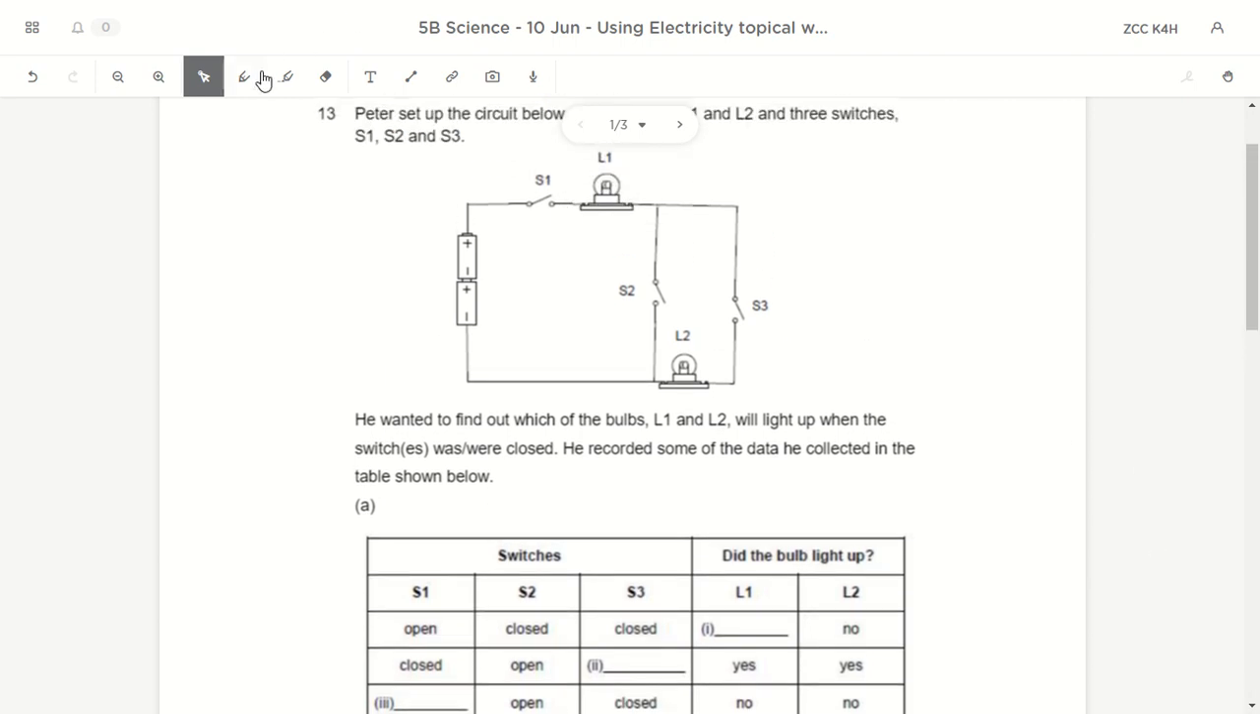Let's write down what we know. For the first scenario, S1 is open, so leave it open. S2 is closed, S3 is closed, so I'll just close them. Then I use my highlighter and trace. If S1 is open and S2 and S3 are closed, you realize there is an open circuit, and once there's an open circuit, electric current cannot flow through. If electric current cannot flow through, the bulb will not light up. So straightforward, this one is no.